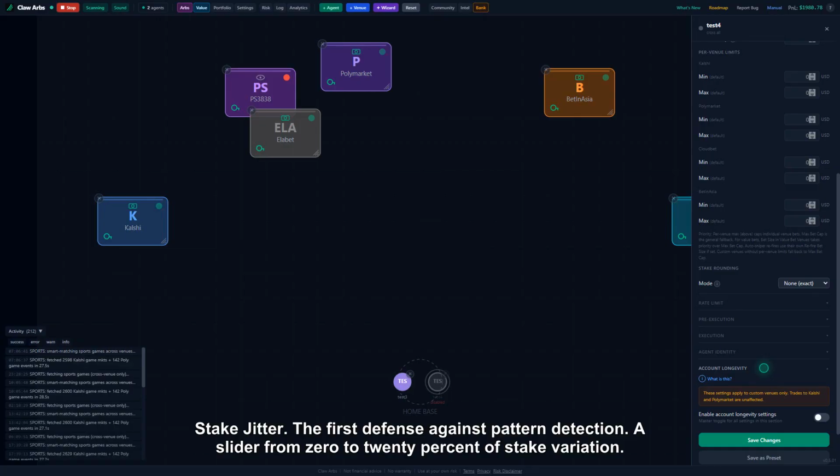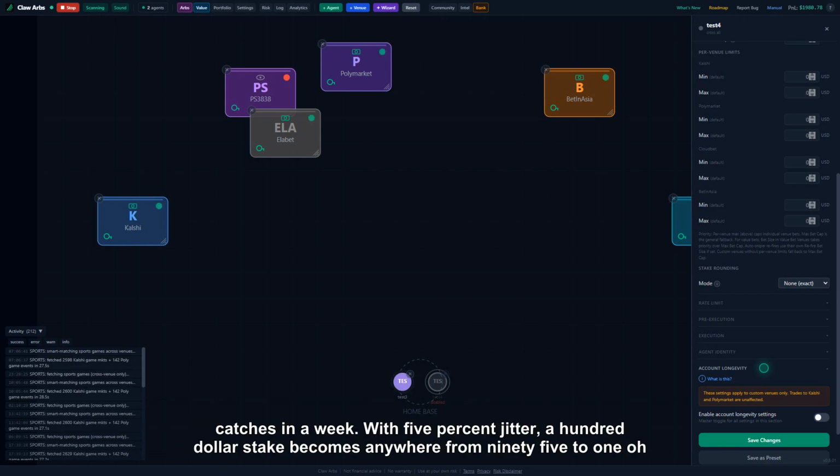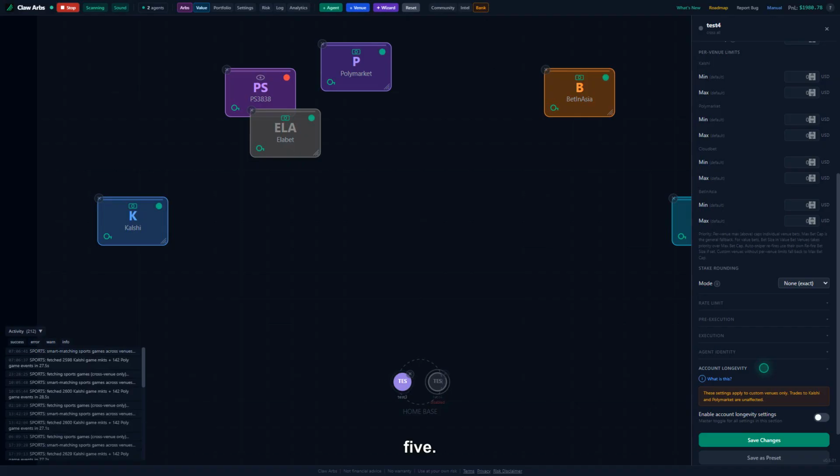Stake jitter, the first defense against pattern detection. A slider from 0 to 20% of stake variation. Without jitter, every bet on the same edge size lands at the exact same dollar amount, which any pattern detection system catches in a week. With 5% jitter, a $100 stake becomes anywhere from 95 to 105.